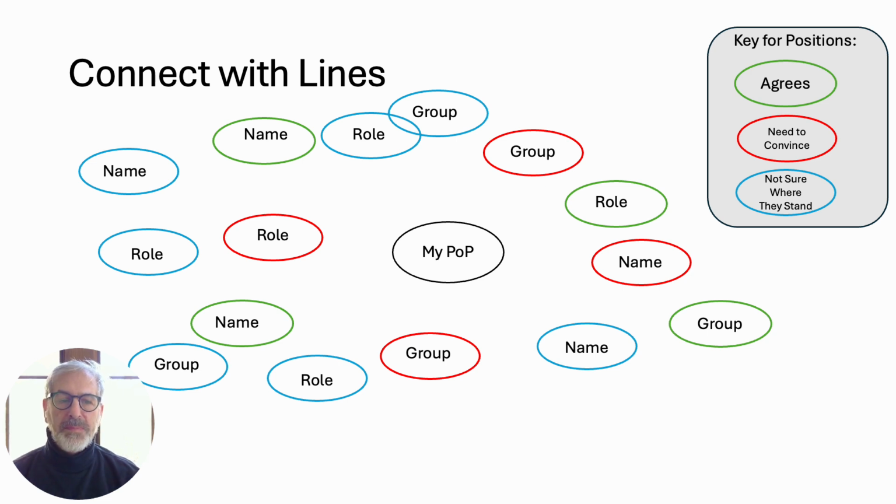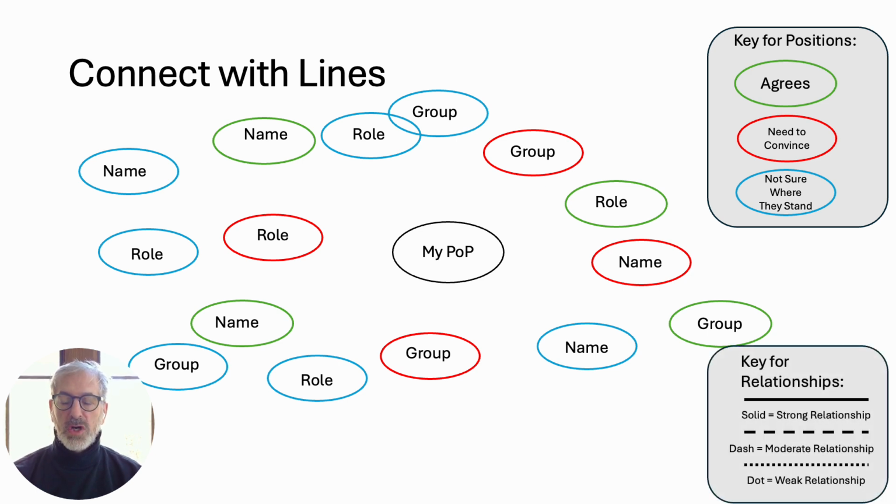So now that my map reflects people's positions with respect to resolving the issue, they agree with me, I need to win them over, or I just don't know. Now the next thing I want to know strategically is how strong are my relationships with them? And so we now start attaching them again with color-coded lines, but we attach them back to the problem of practice with lines that indicate the strength.